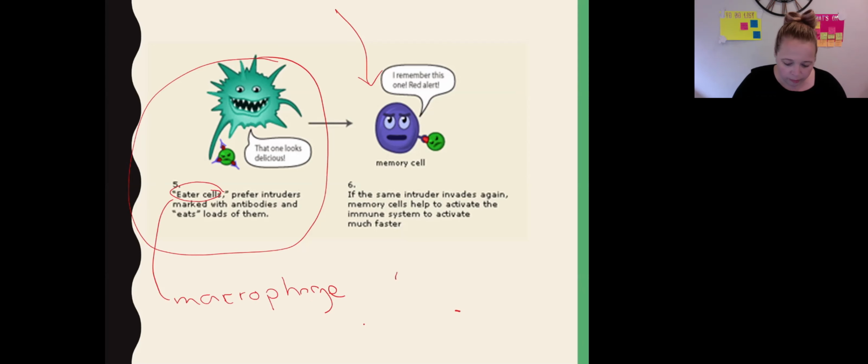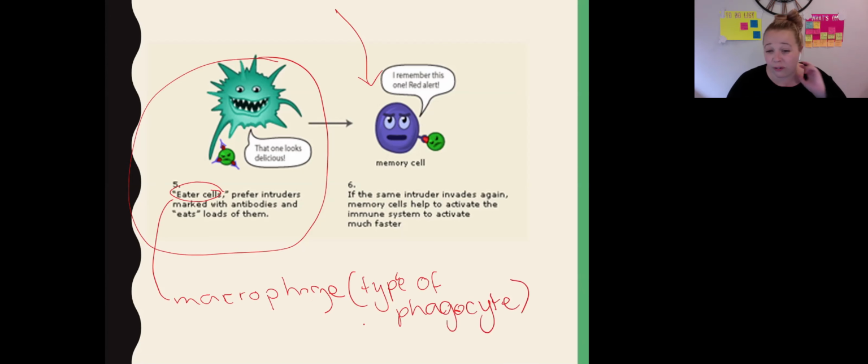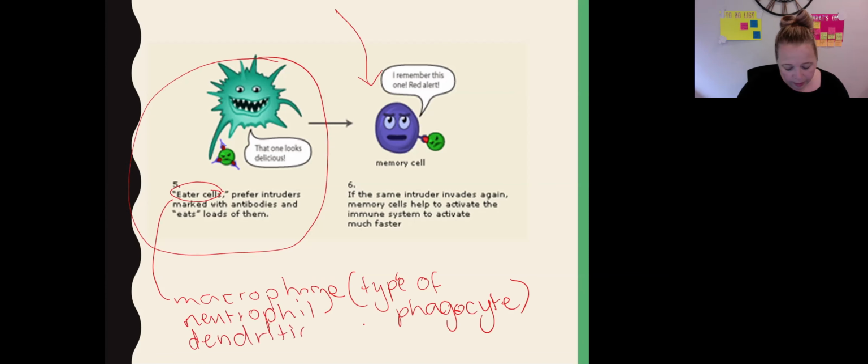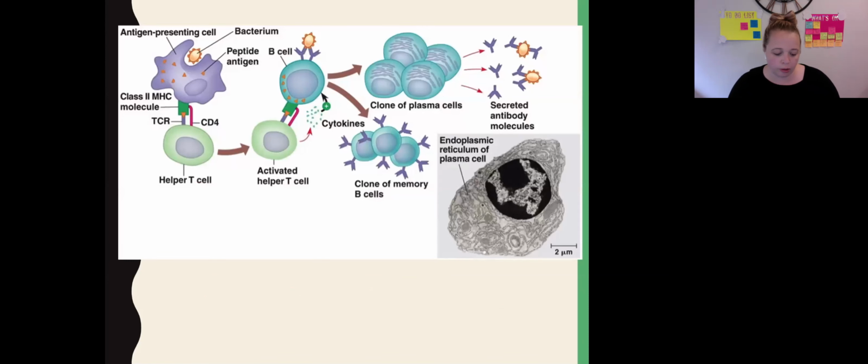So macrophage, if I can, is a type of phagocyte, because phago means eat, cyte means cell, so a phagocyte is any cell that does eating. A macrophage is a big eating cell. So that's why I've chosen to say this. But it could be a macrophage, it could be a neutrophil, mostly it's macrophages, or it could even be a dendritic cell. Okay, but all of these do the eating. You can just call them all phagocytes.